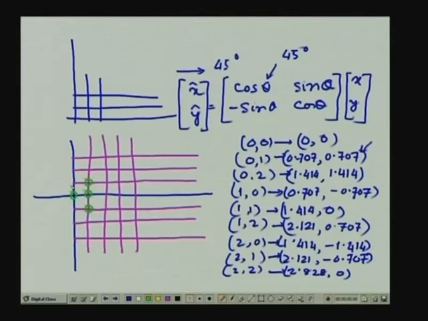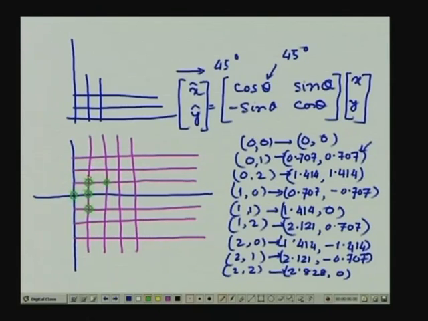2 1 point will be mapped to 2.121 and 0.707. So, again by integer approximation, I map this pixel to 2 1. So, this is the point where the pixel 2 1 1 2 of the original image will be mapped.